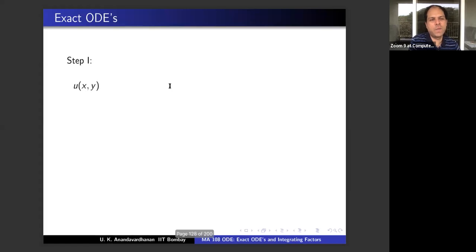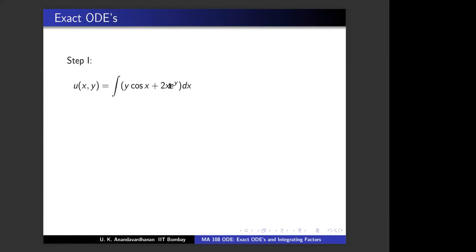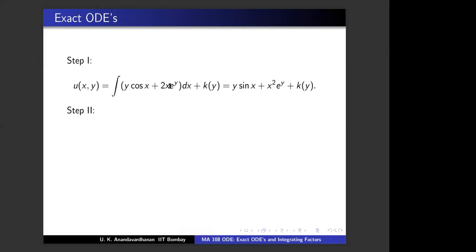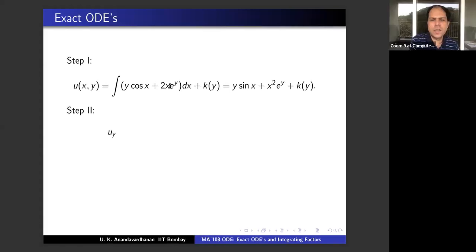The two steps. Step 1: u(x,y) is the integral of your M. M is y cos x plus 2x e^y dx. And what is this answer? The integral of y cos x dx is y sin x, and the integral of 2x e^y is x square e^y, plus k(y). So y sin x plus x square e^y plus k(y), and differentiate this with respect to y. So del u by del y is sin x from y sin x, x square e^y from the second term, and k prime y from k(y).